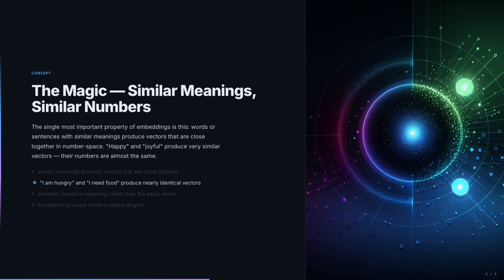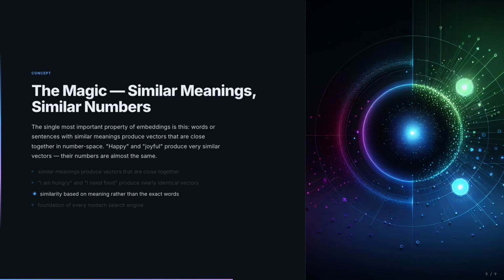Think of a color wheel. Red is 255, 0, 0 and orange is 255, 165, 0. Their RGB values are close. Blue is far away at 0, 0, 255. You measure how similar two colors are just by how close their numbers are. Embeddings work identically, but instead of three numbers for color, you get 1500 numbers for meaning. Words that live in similar contexts end up with similar numbers.